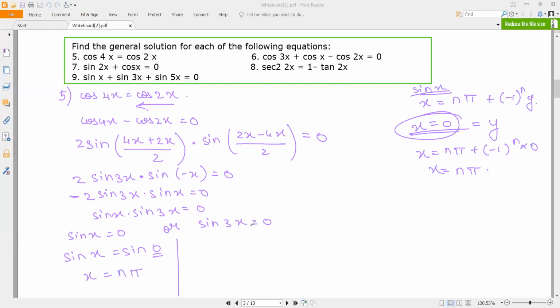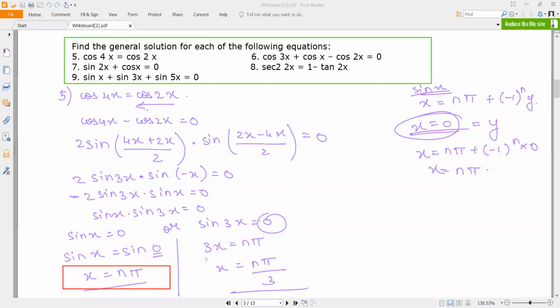Or sin 3x. Again, for 3x, what you're supposed to do? 3x will be equal to n pi, because the right hand side is 0. So the right hand side can be written as sine 0. Sine 0 is 0. Therefore, x will be equal to n pi upon 3. Your target was to get the value of x. So here you have two values of x, either n pi or n pi by 3. These are your general solutions. Unlike the previous problems, you're getting two general solutions here. For both these, n belongs to z.